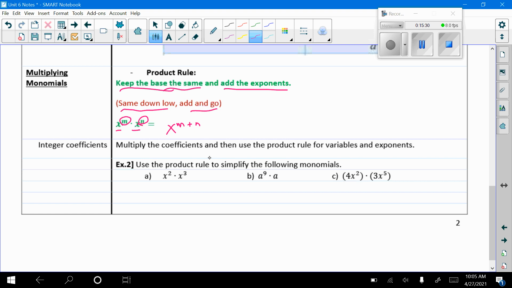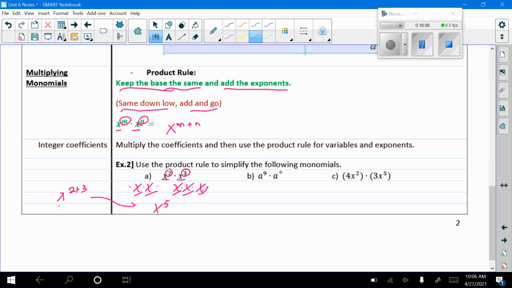So multiply the coefficients and then use the product rule for the variables and exponents. So this first one, I've got x squared and x cubed. Well, really what this means, I'm going to show you what it means. It means x times x, and this means x, x, and x. But if they're all being multiplied, I actually have 1, 2, 3, 4, 5 of them. So it's x to the 5th power. My rule says that it's x to the 2nd plus 3, because same base, keep the base, and add those exponents. And 2 plus 3 is 5.